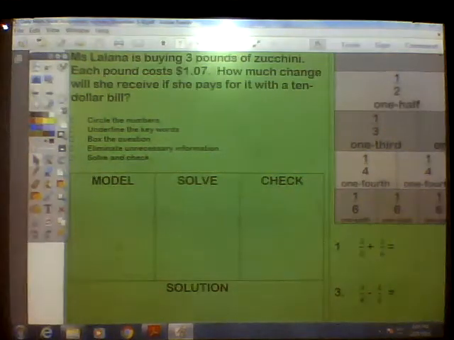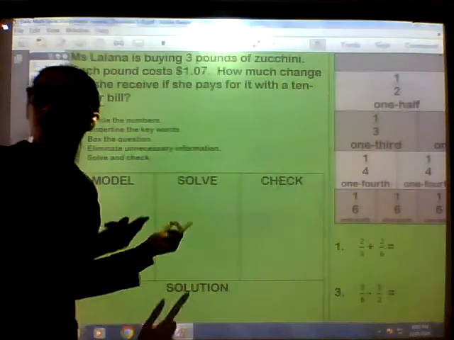Let's read it. Miss Alana is buying 3 pounds of zucchini. Each pound costs $1.07. How much change will she receive if she pays for it with a $10 bill? To solve that problem, let's use our cubes clues.